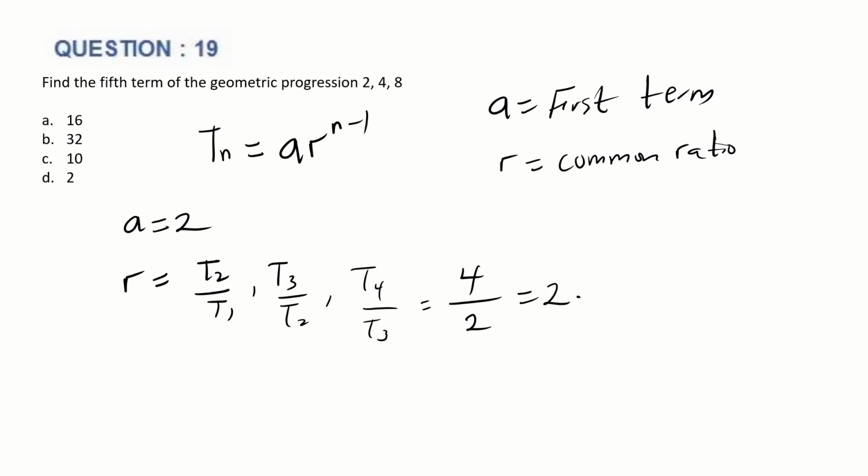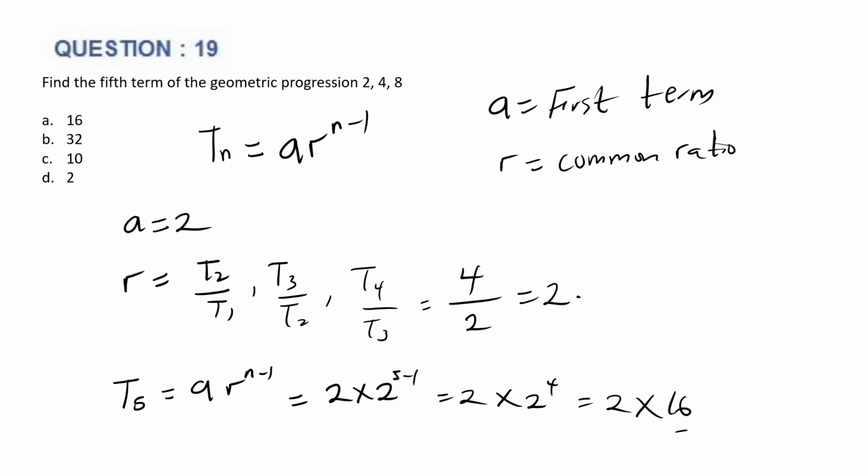So finding the fifth term is going to be t5 equals a r to the n minus 1, as we said at the first instance. This is a, which is 2, multiplied by common ratio 2, to the power 5 minus 1. And this is 2 multiplied by 2 to the power 4. This is 2 multiplied by 16, and that is 32. So that is option B, 32.